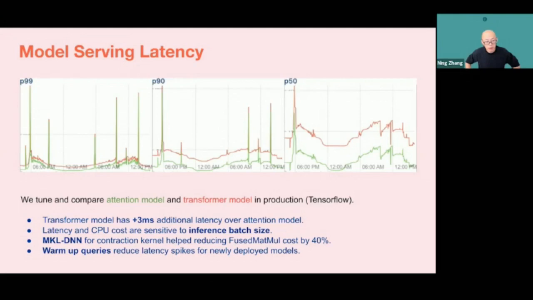The way we solve this problem is that we come up with warm-up queries and run these queries before the model is actually accepting live traffic. And from the figure, you can see that P99 and P90 have spikes during new model deployment, but the spikes are not as high as several seconds now. With that, I'm going to hand it back to Yiping.